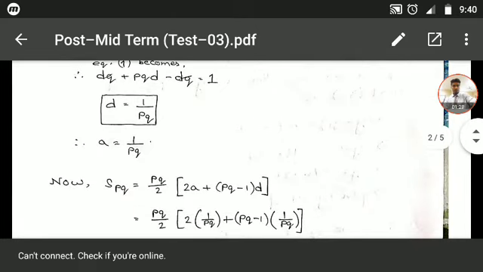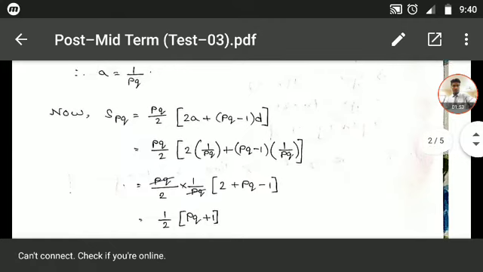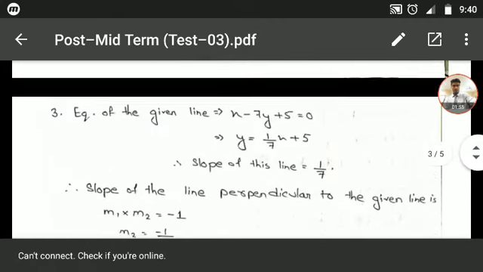And the sum, you know, is S_n = n by 2 into (2a plus (n minus 1) into d), and they have asked you to calculate the pq-term sum. So fine, you calculate it. S_pq is equal to pq by 2 into (2a plus (pq minus 1) into d). You put the value of a and d and you'll get the answer as half of (pq plus 1). Okay, moving on to the third one.